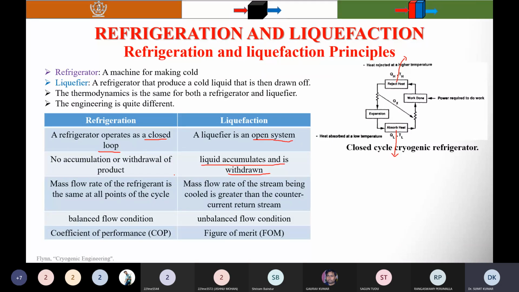The mass flow rate of the refrigerant is the same at all points of the cycle. Everywhere, as I told you, the mass flow rate is the same. So that's why it is called the balanced flow condition. But in the case of liquefaction, the mass flow rate of the stream being cooled is greater than the counter current return stream.